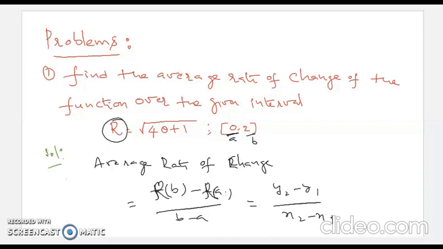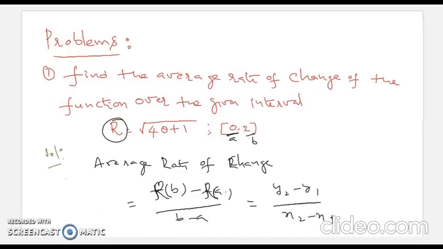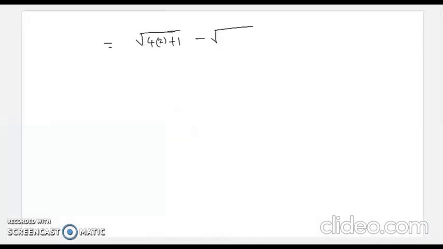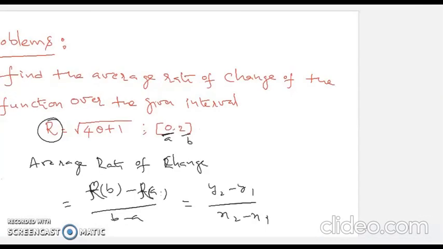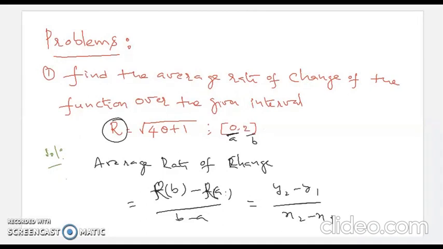R of b is equal to square root of 4 into 2 plus 1, minus r of a. Here a value is 0. R of a means in place of theta we plug in 0, so 4 into 0 plus 1, by b minus a. B minus a means here 2 minus 0.